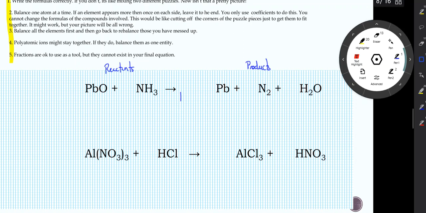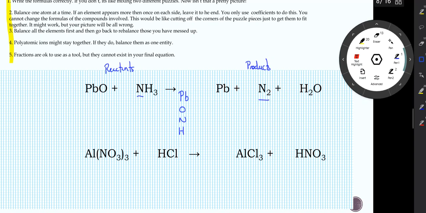So I'm going to go ahead and go. Pb is my first one, O, N, and H. So my Pbs are balanced. It looks like they're the same on both sides. O, also same on both sides. N, though, if you take a look at this, there's only one N here. There's 2 N's over here.